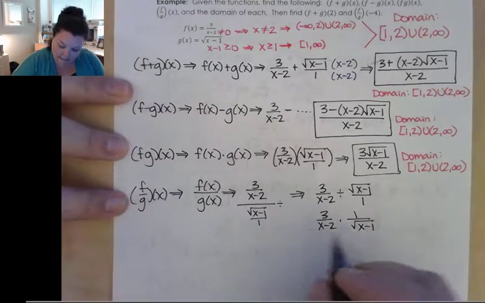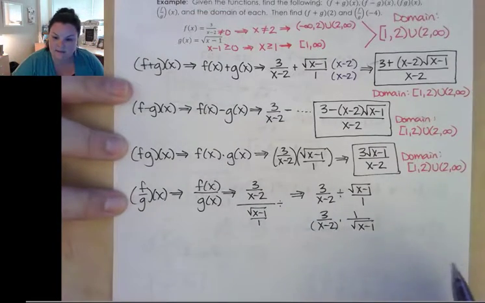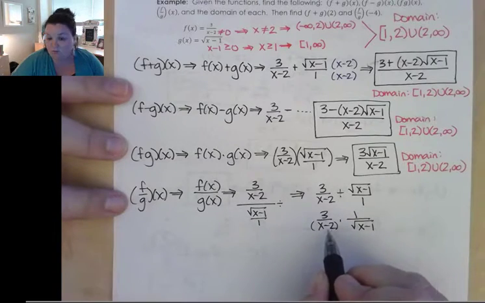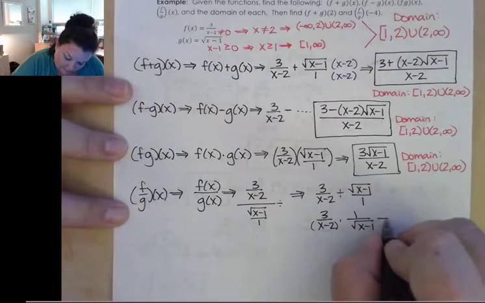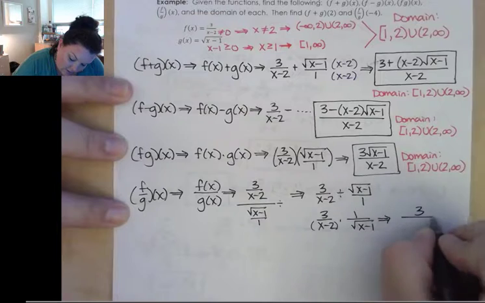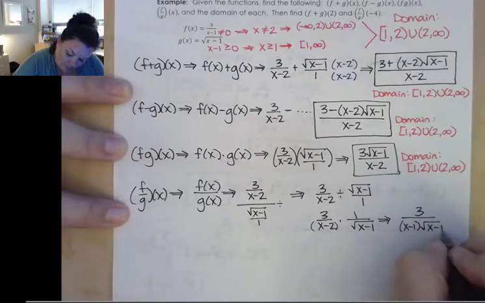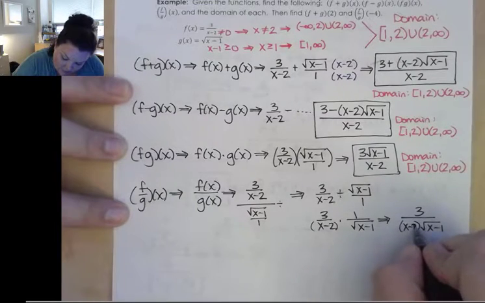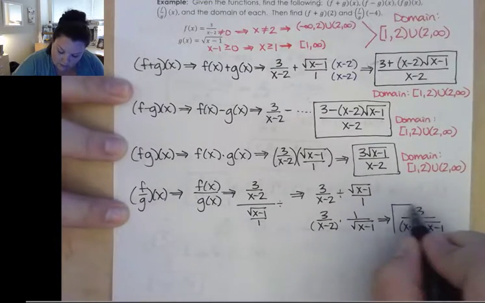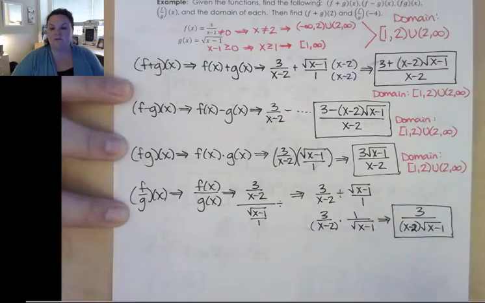Now this quantity, I'm going to go ahead and put in parentheses so that I don't forget to put that when I multiply. So on top, I just get a 3. On bottom, I have x minus 2 times the square root of x minus 1.